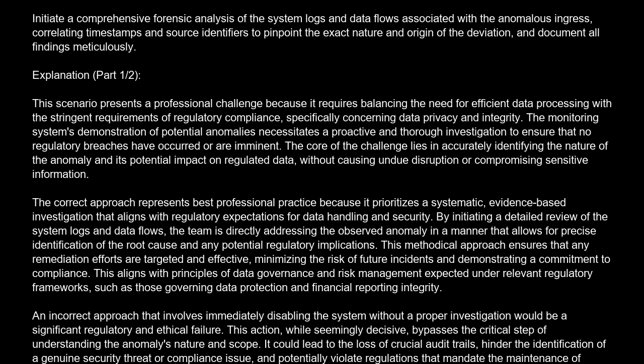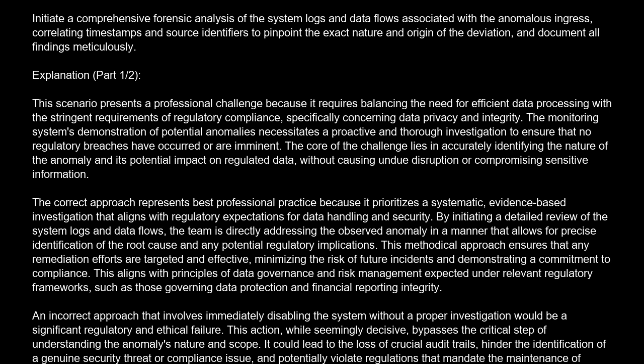The monitoring system's demonstration of potential anomalies necessitates a proactive and thorough investigation to ensure that no regulatory breaches have occurred or are imminent. The core of the challenge lies in accurately identifying the nature of the anomaly and its potential impact on regulated data, without causing undue disruption or compromising sensitive information.